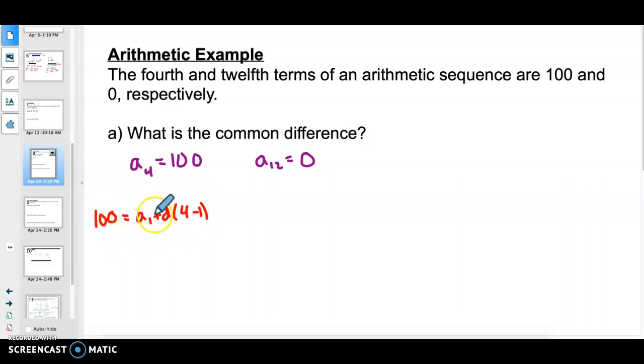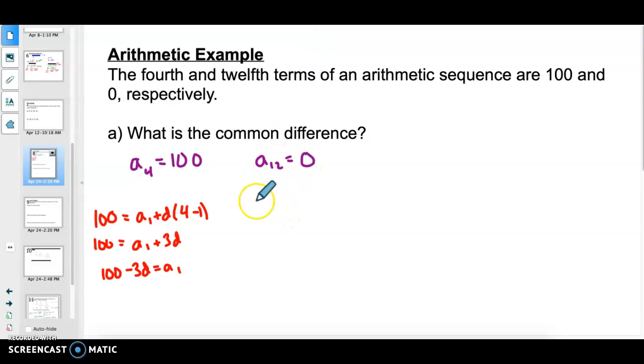So I could use this to get either a1 or d by itself, because those are my two unknowns. So I'm going to choose to get a1 by itself. So if I simplify this, we get 100 equals a1 plus 3d. So 100 minus 3d equals a1.